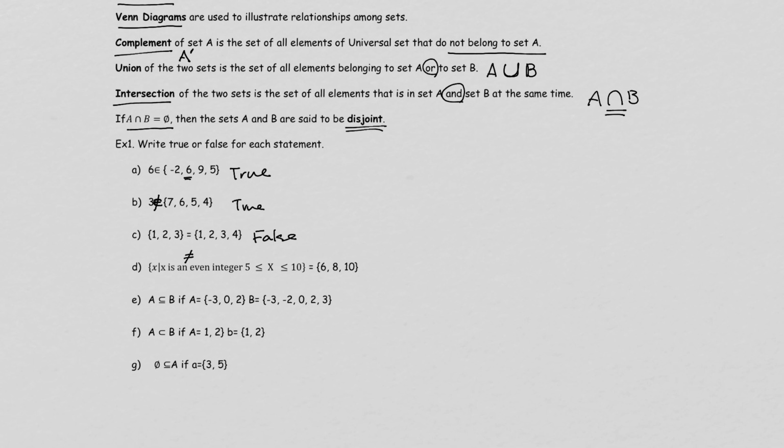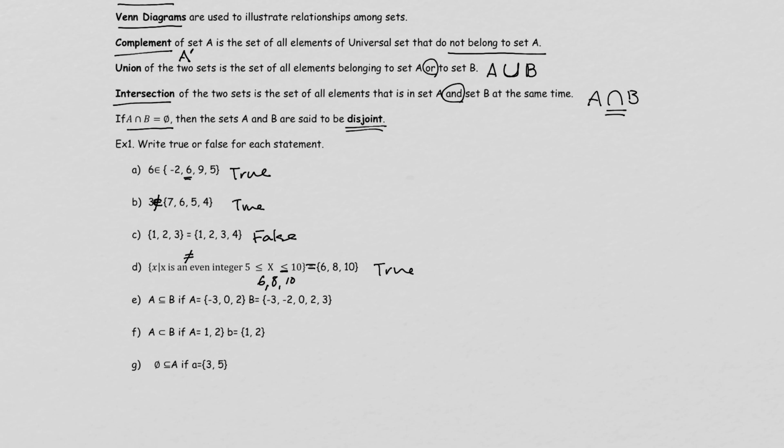When we're looking at D, it's x such that x is an even integer between 5 and 10, including those. So it will be even numbers. 5 is not even, so we need to start from 6. So it will be 6, the first even. 7 is odd, so it will be 8. And then 10, but it's included, so it will be 10. So that set builder notation is talking about 6, 8, 10, and the other set is also 6, 8, 10, and they are equal. So this one is going to be a true statement.